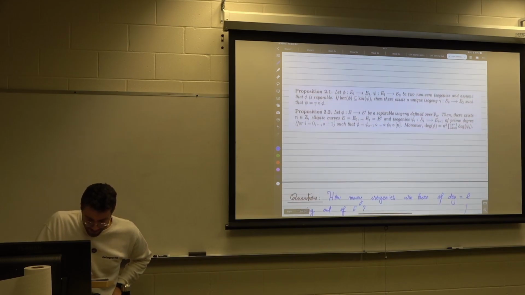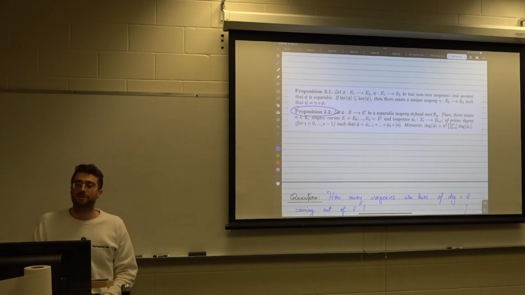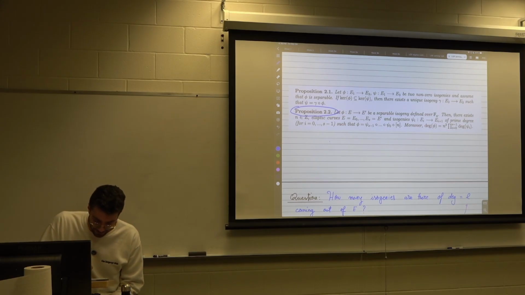I will emphasize this proposition here. It's saying the following. If you have an isogeny of degree, let's say 8, you can break it down as 3 consecutive isogenies of degree 2. So if you have E all the way to E prime, and this has degree 8, you can break it down into smaller steps, each one of degree 2.